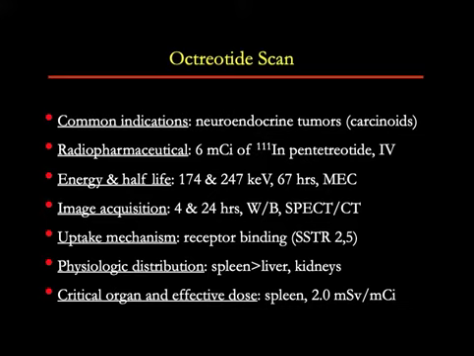After it's injected, it goes and binds to somatostatin receptor types 2 and 5, which are overexpressed on the surfaces of neuroendocrine tumors. The physiologic distribution is seen as uptake in the spleen, which is more intense than the liver, and excretion of the radiopharmaceutical from the kidneys into the urinary bladder. The critical organ is spleen.